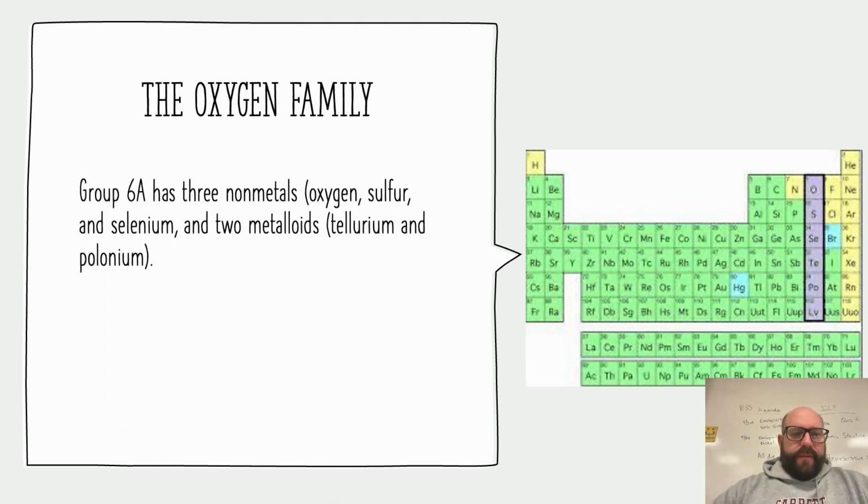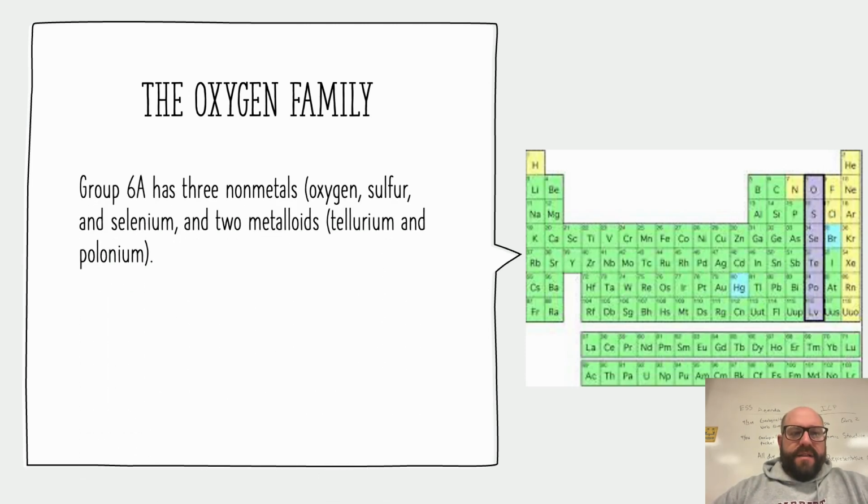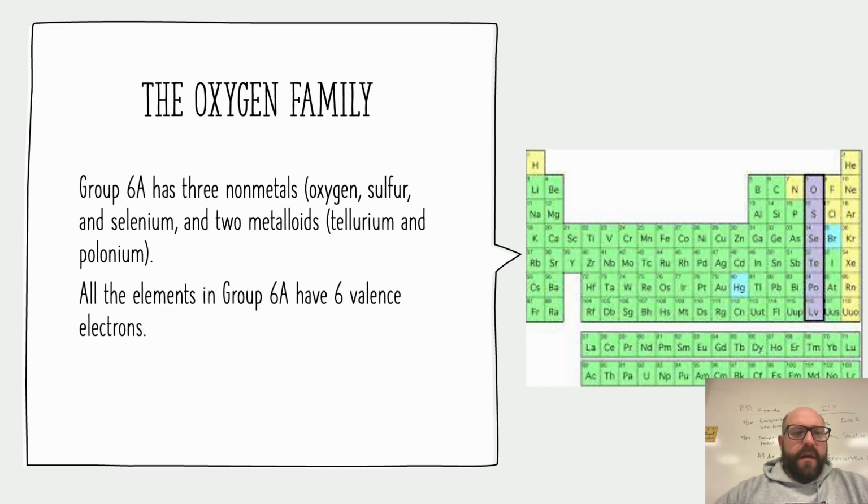The oxygen family. Group 6A has 3 nonmetals, oxygen, sulfur, and selenium, and 2 metalloids, beryllium and polonium. All the elements in Group 6A have 6 valence electrons. I hope you're seeing the relationship between the group and the amount of valence electrons that are there.